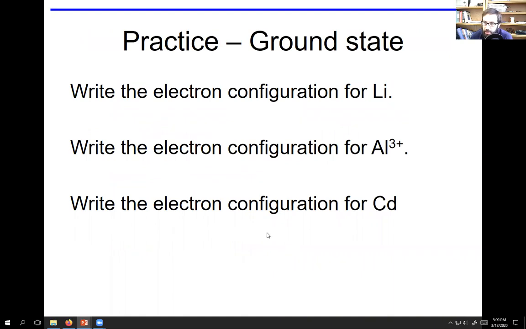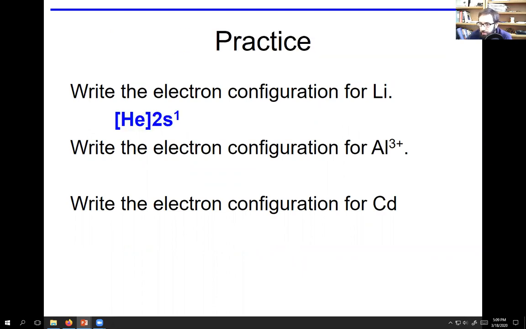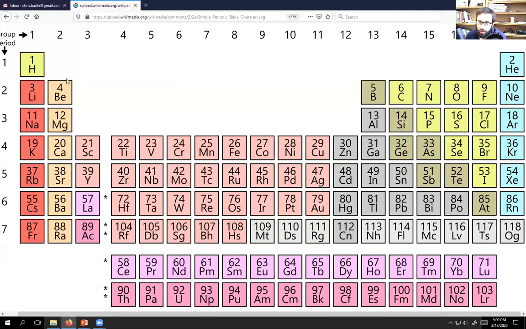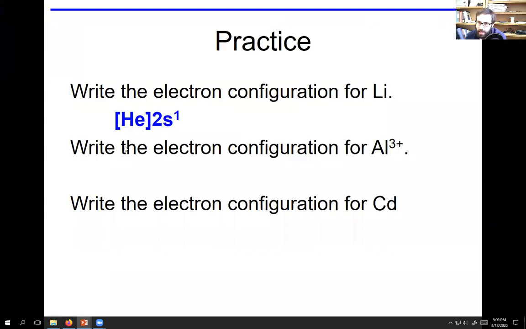Some practice, okay? Electron configuration for lithium. And so that's going to be bracket helium if we want to do that, 2s1. Why? Got to helium, that's the nearest noble gas, and then lithium, 2s1. That's all that was left.